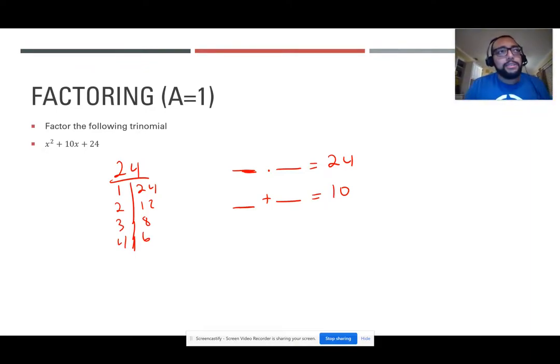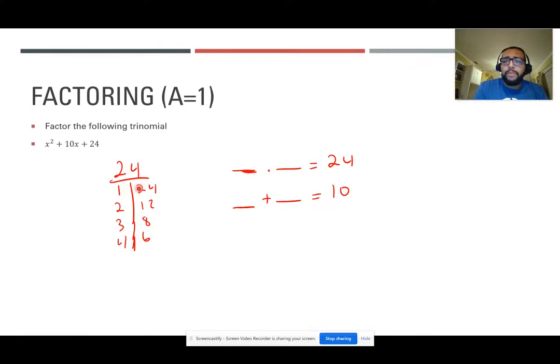In class on Tuesday, I'll show you a little shortcut for how to find those factors pretty quickly. But for right now: 24, 1 and 24, 2 and 12, 3 and 8, and 4 and 6. Of these 4 pairs, they all fit this first criteria. If you multiply them by each other, you get 24. So first part done. But now of those 4 pairs, we need to narrow them down such that when you add them together, you get 10.